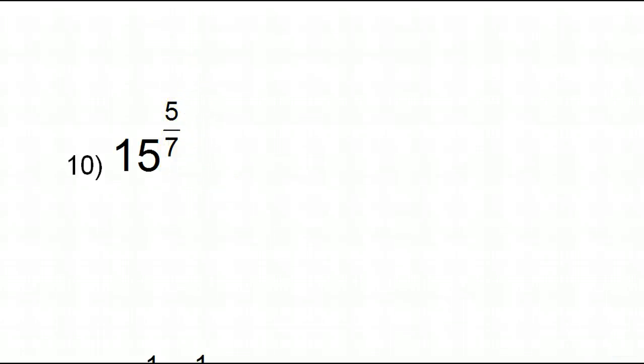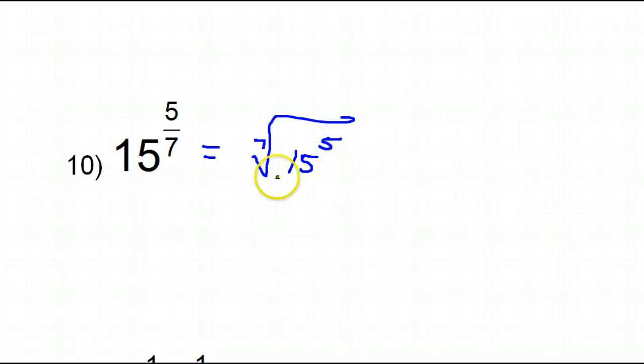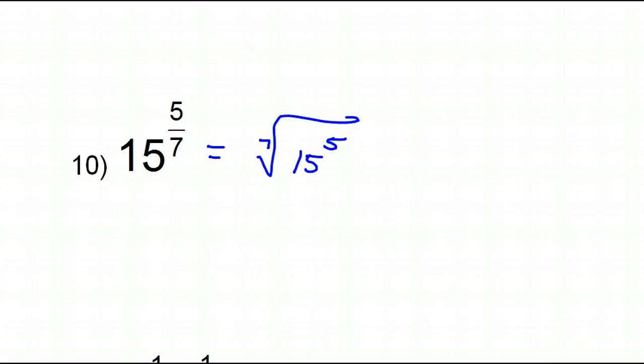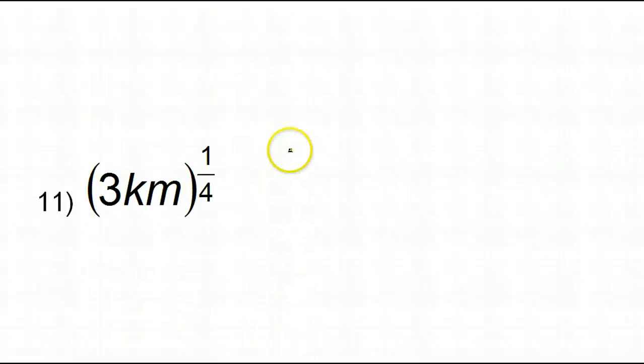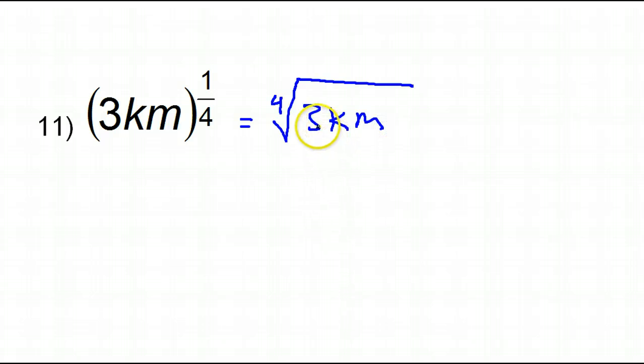Okay, but 5/7, you're going to think, oh, that's the power, that's the root. So 7th root, 5th power. Okay, power over root. Okay, number 11. 1/4 power is the same thing as the 4th root. So hopefully you'll go directly to this. 4th root, 3km. Alright, the 1 does not show up anywhere. I don't want to see any 1s anywhere.